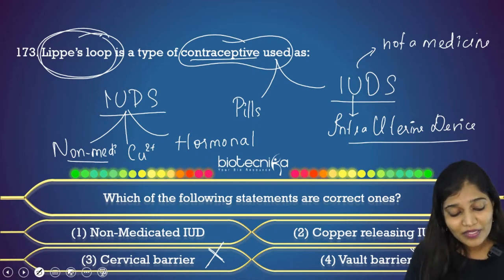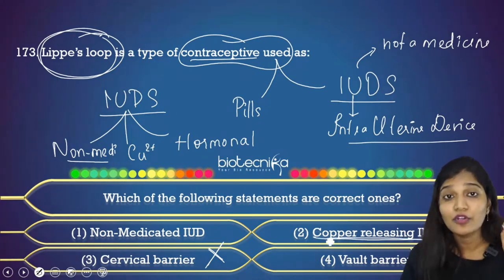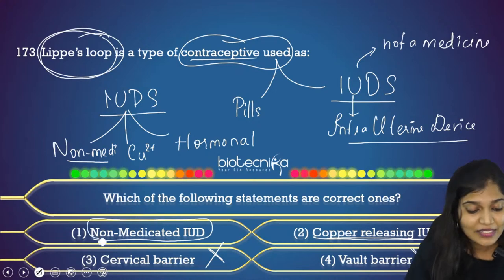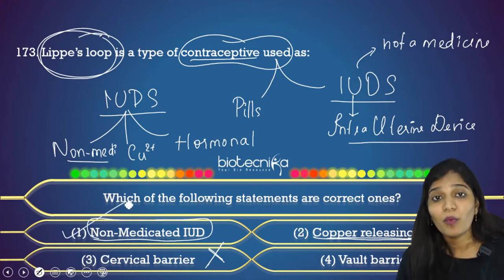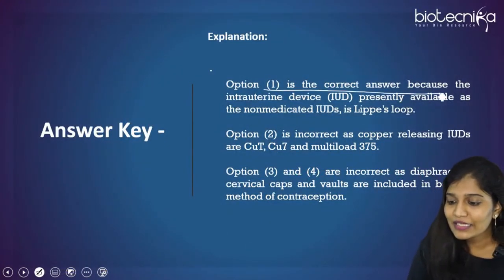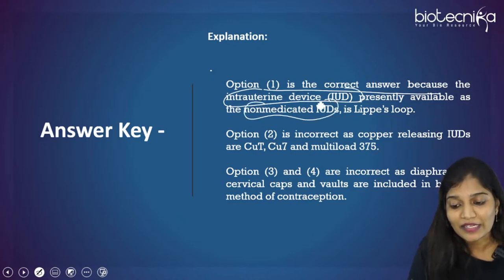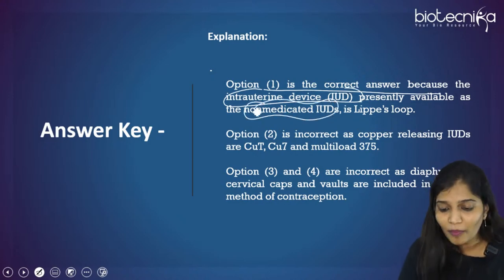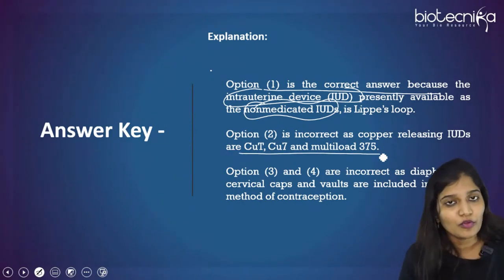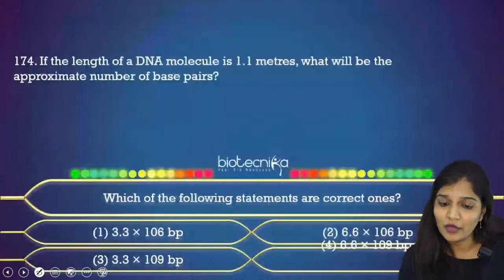So we won't be confused whether it is non-medicated or copper. It is not copper, they will not release copper. They are non-medicated ones. So the answer is simple, it is option number 1, which is non-medicated IUD. Option 1 is the correct answer because it is an intrauterine device which is non-medicated. And option 2, copper, is not the correct one because Lippes loop does not produce any kind of copper. So this is wrong, and the last 2 are barrier ones.